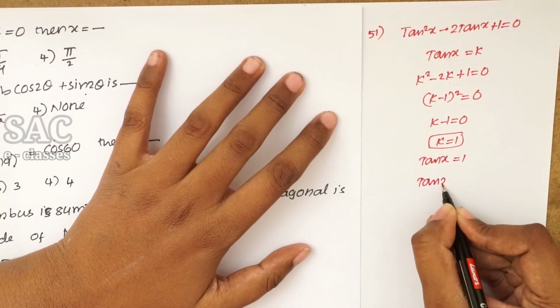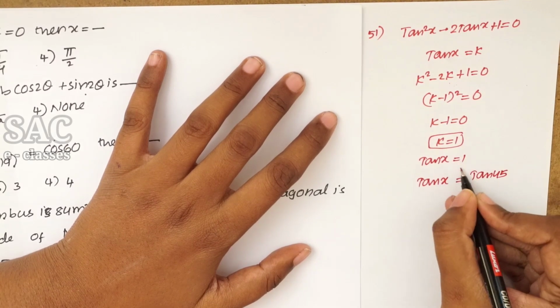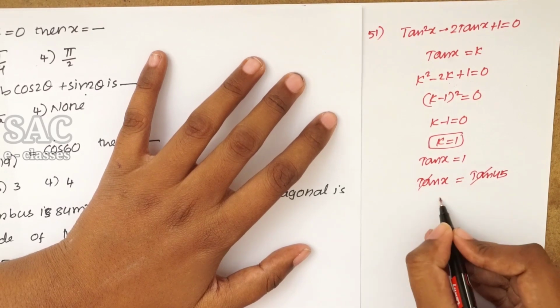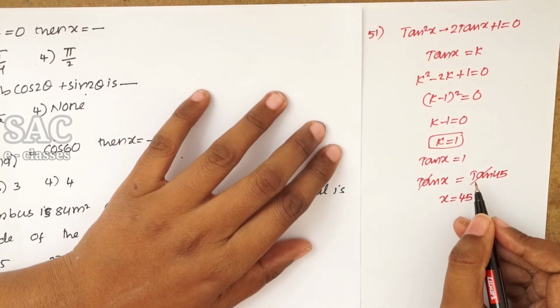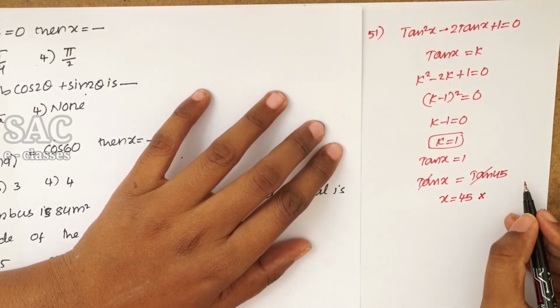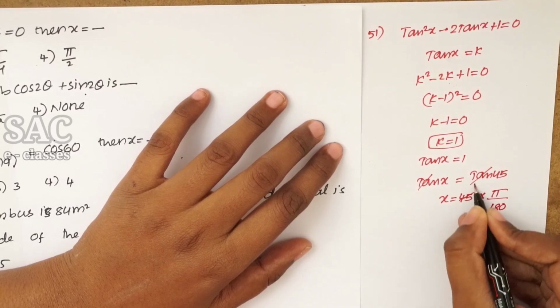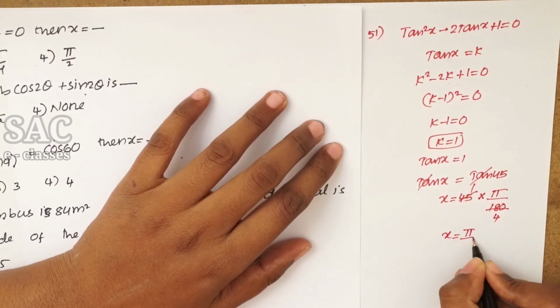Tan x is equal to tan 45. Because the value at which tan is 1 is 45, x equal to 45. But the options are in the form of pi. That's why convert 45 degrees in terms of pi by multiplying with pi by 180. 1 times, it is 4 times. Then x is equal to pi by 4.